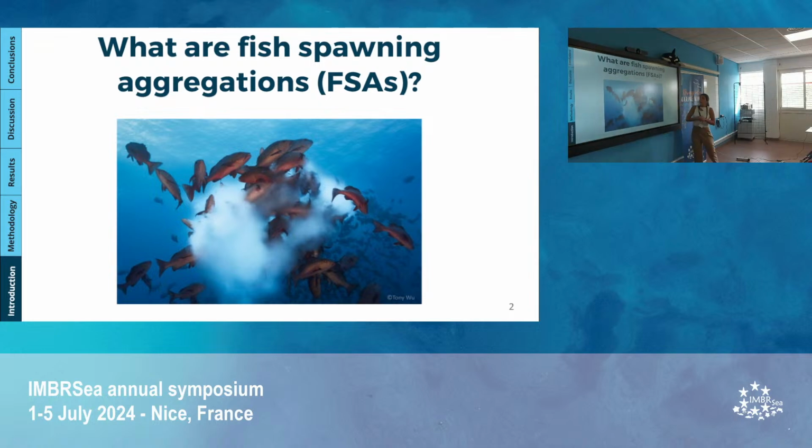Okay. So what are fish spawning aggregations? From now on, I will refer to them as FSAs. So this term refers to a grouping of fish of the same species in which they release their gametes. These aggregations are characterized by significantly higher fish densities compared to non-reproduction events. Usually in these FSAs, we can find the complex snapper groupers, but this study is about groupers.